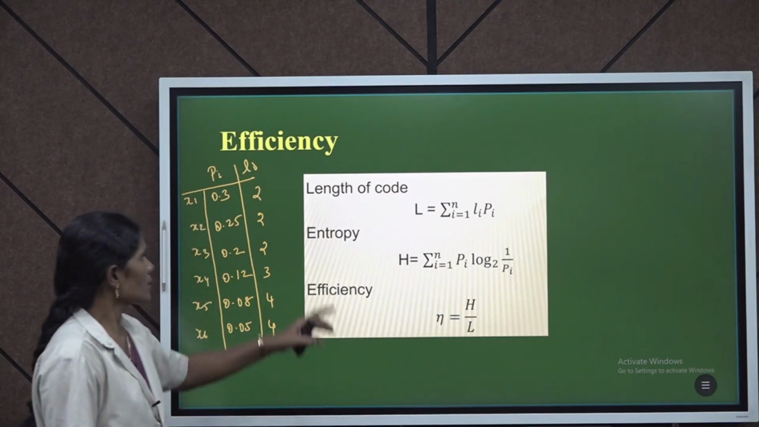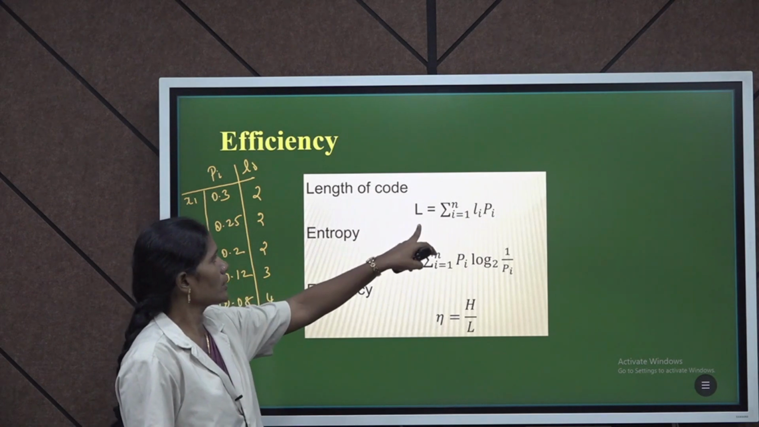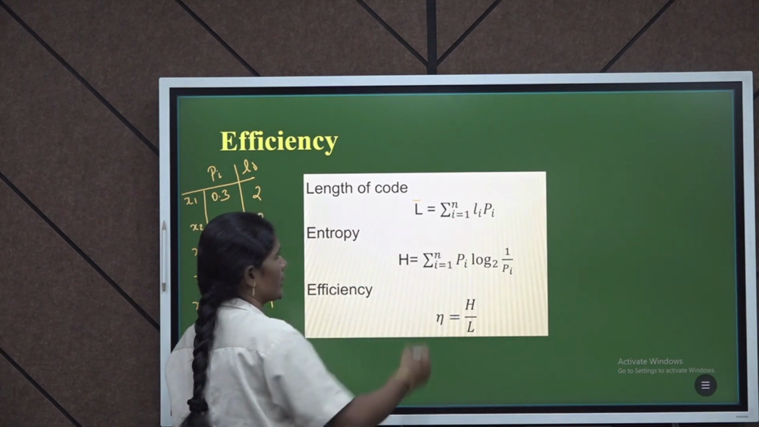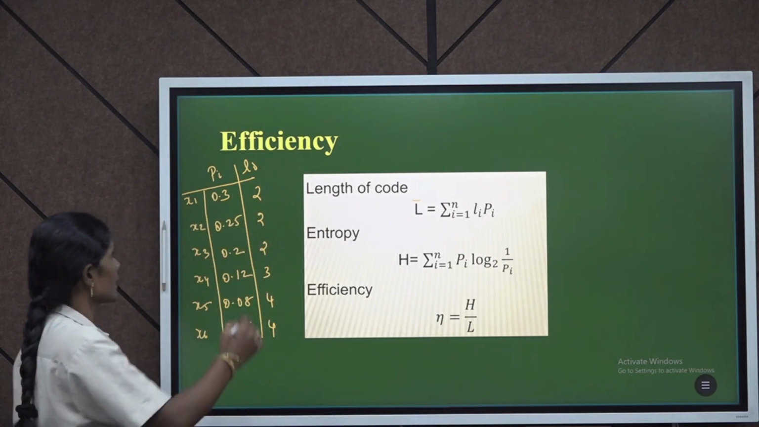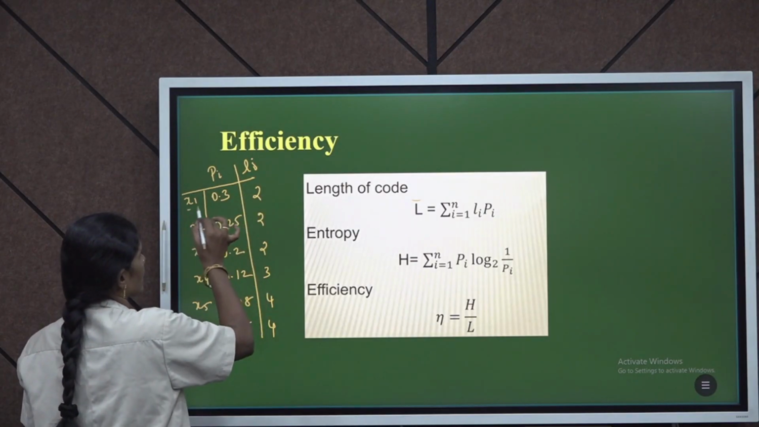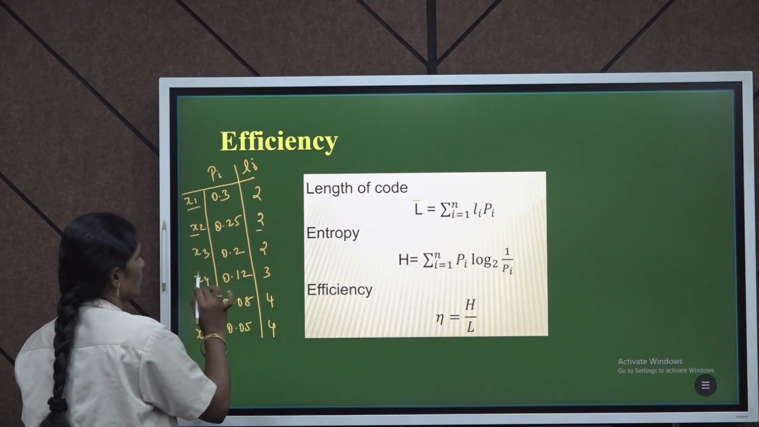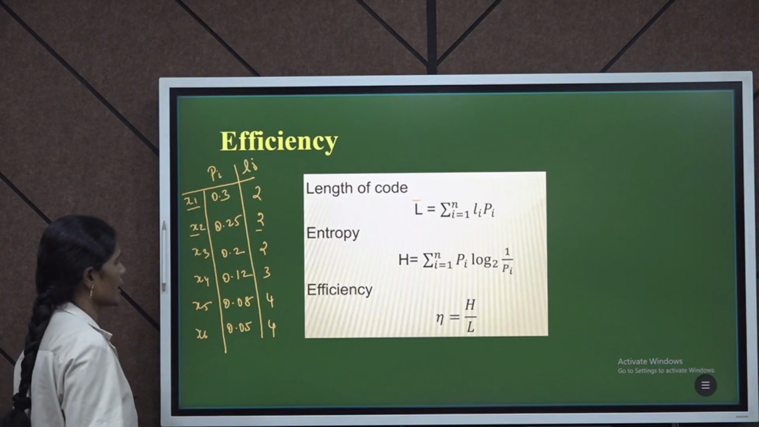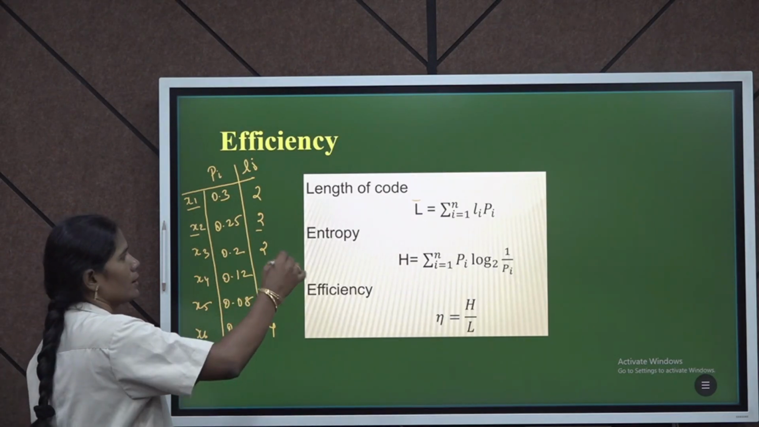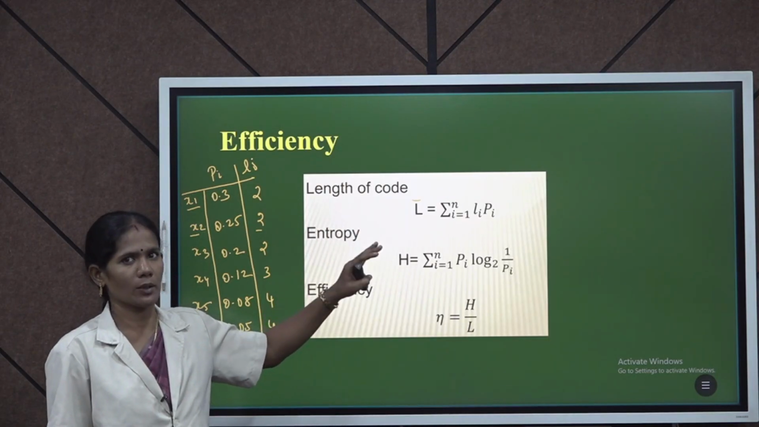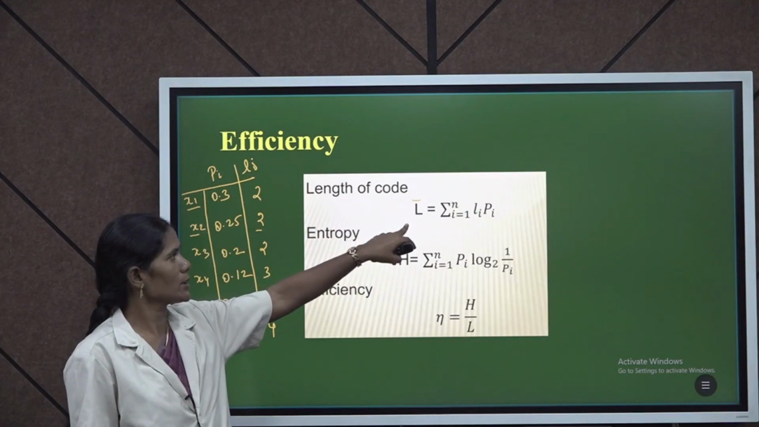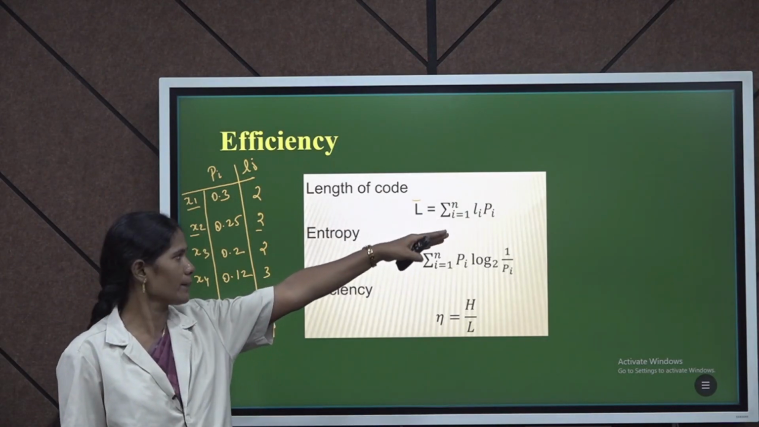By using this Shannon-Fano coding also, the length of the code is L bar equal to summation of i equal to 1 to n of Li and Pi. This Li value is calculated by using the previous table. So, for x1 it is 2, x2 also 2, x3 also 2. Next for x4, x5, x6 it is 3, 4, 4. So, in simple, for Shannon-Fano code and Huffman code, for these two methods the formula is the same. The length of the code is summation of Li and Pi.